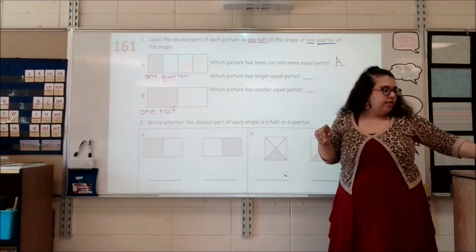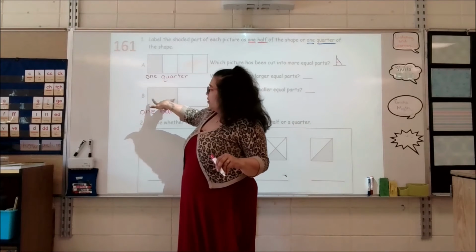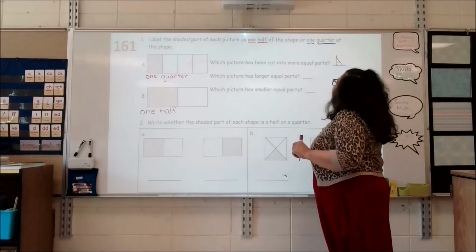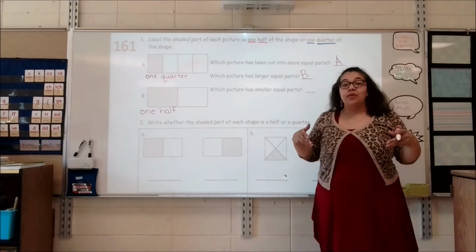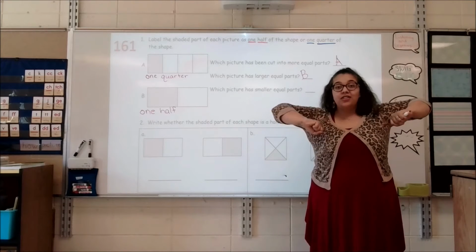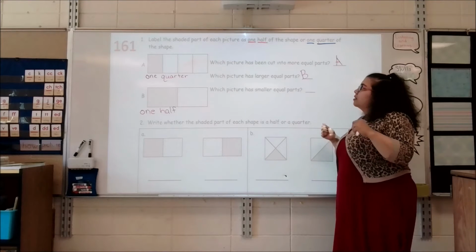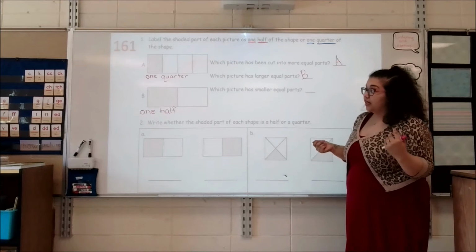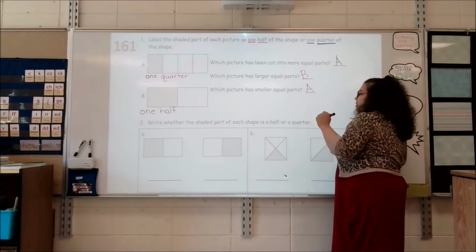Well, let's take a look at it. Okay, which shaded section is bigger, this or that? B has larger equal parts, meaning each part is a bigger piece of the whole, because it's only broken into 2 pieces, 2 parts. Which picture has smaller equal parts? Well, if B has larger equal parts, then A has smaller equal parts. Good job. All right, so let's do a couple more.